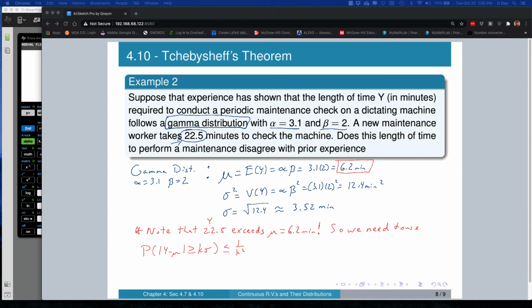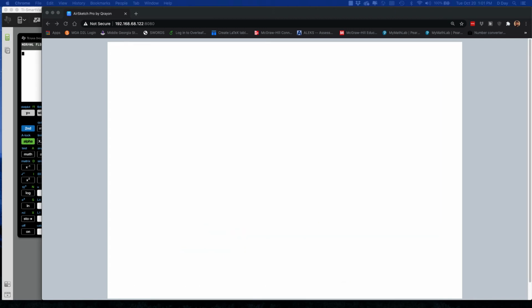Let's see what happens. I'm going to add another page here because I'm running out of room. And let's do the rest of this on another page. So write down this again. We know the y value we have is 22.5. That's the value the guy did the maintenance in. We know our mean is 6.2, and we know sigma is equal to 3.52. And what else do we need? We're using this formula right here.